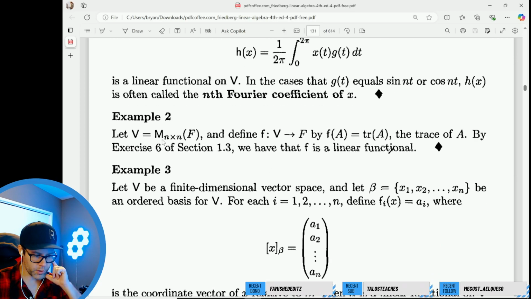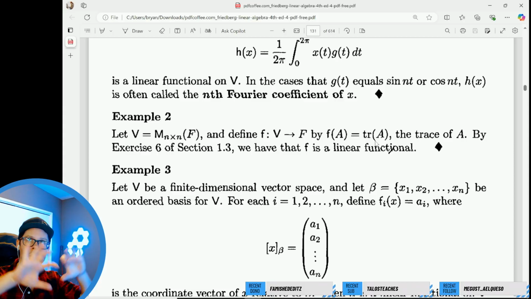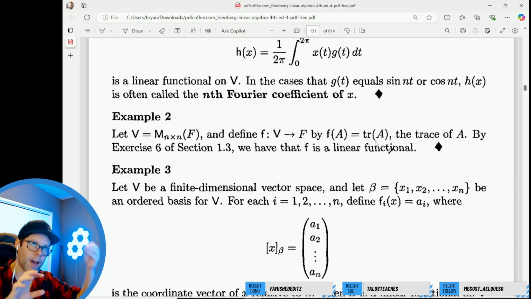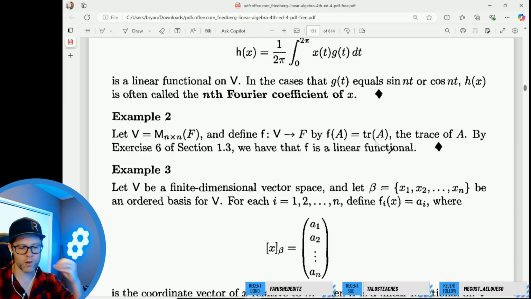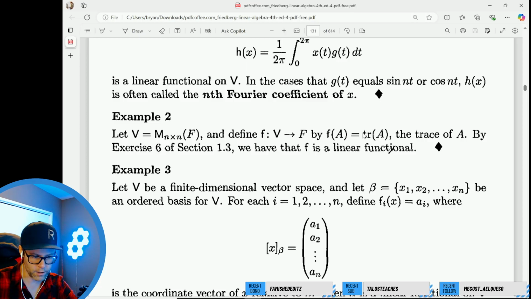Here's another example. So an n by n matrix, if we define a function that takes the matrix to its trace, this is a linear functional because the trace can be broken apart by addition, and we know that we can factor out the constant term from the trace as well. So trace is a nice linear operation.